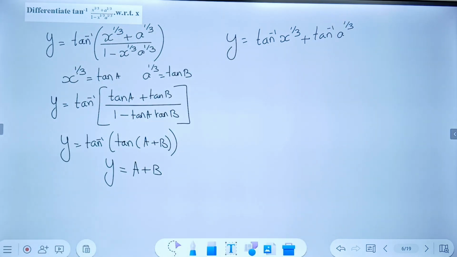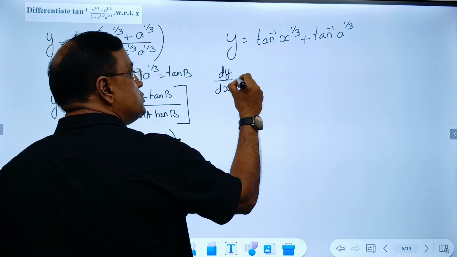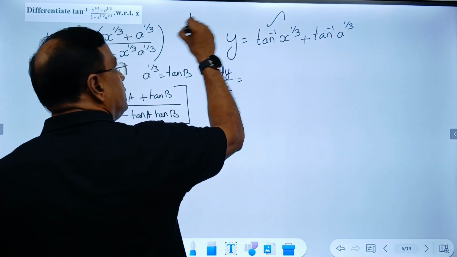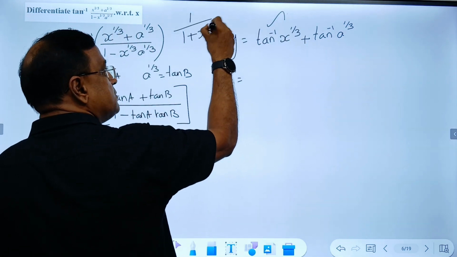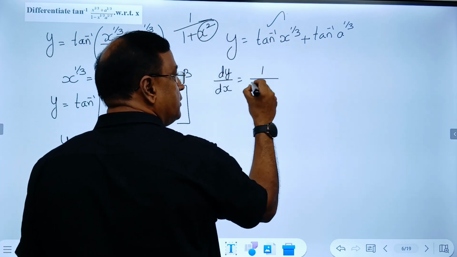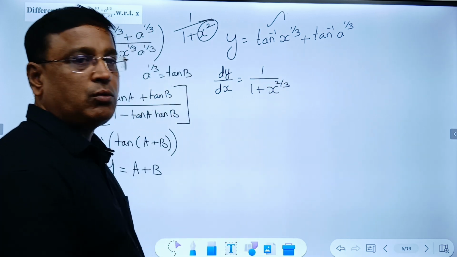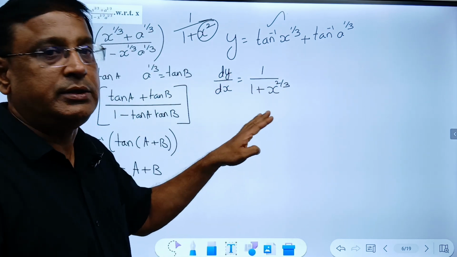Now I want to differentiate. How do I differentiate? dy by dx is, first I differentiate tan inverse. Tan inverse differentiation is 1 by 1 plus x square. In place of x I have x power 1 by 3, so it is 1 plus x power 2 by 3. X power 1 by 3, the whole square is x power 2 by 3.